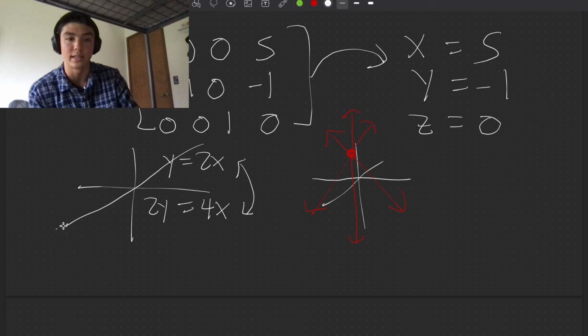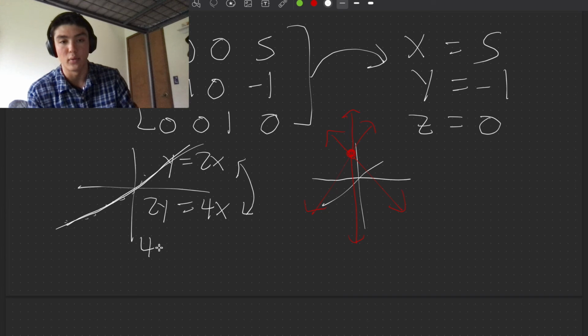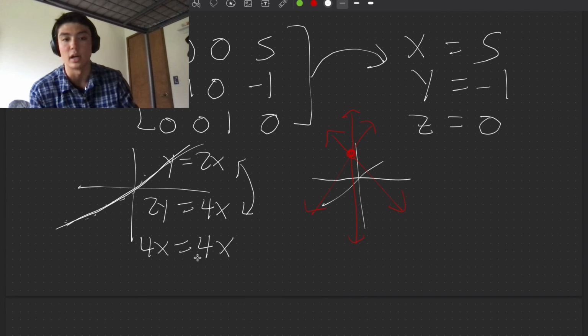They basically stack on top of each other. So where they intersect has infinite solutions. If I use the substitution y equals 2x here, I'm going to get 4x equals 4x. And I'm stuck. I can't really go any further. This is just a true statement no matter what x I put in.